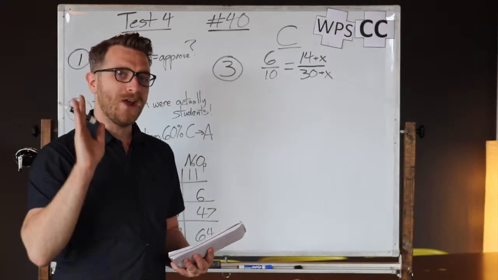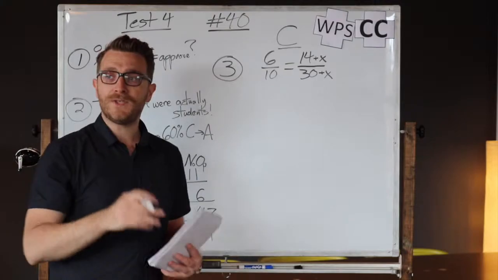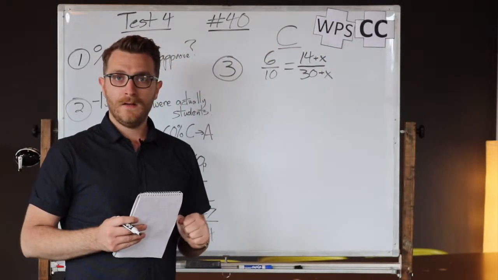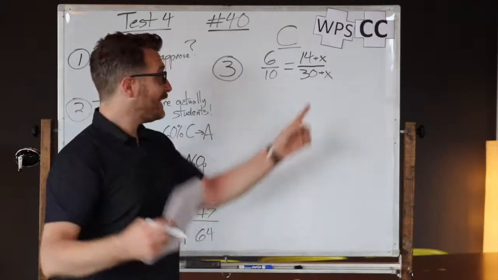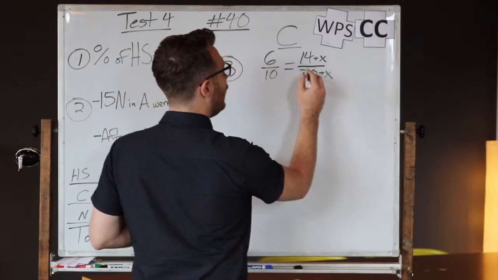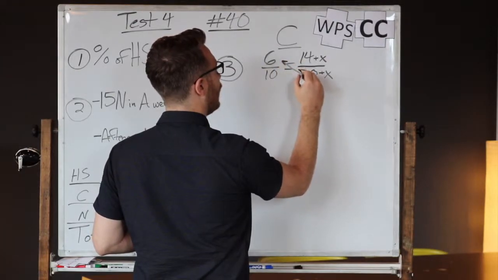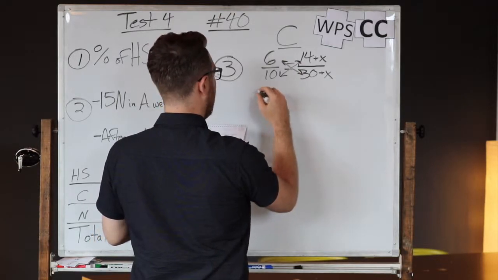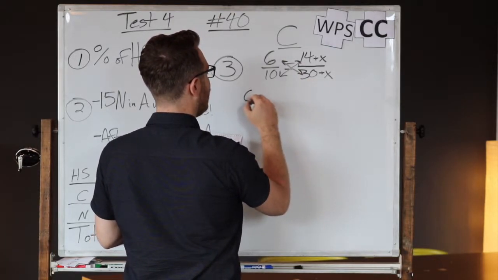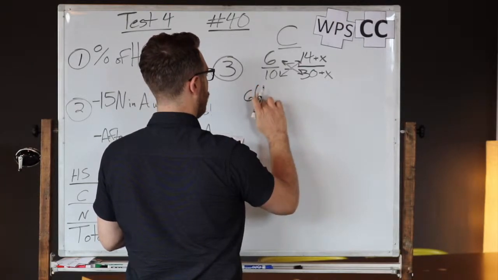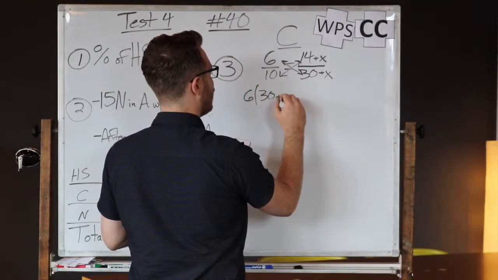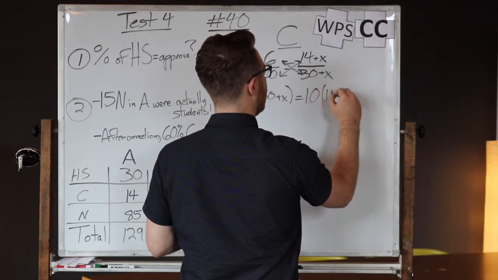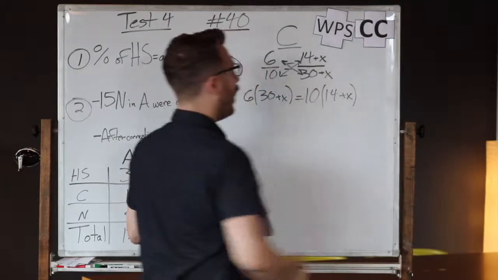Now, if I solve for X, I will find out what number of students out of the 15 were added to the college category after the corrections were made. So let's solve for X. The first step I'm going to do is cross multiply. Get everything out of those denominators. It'll make life a lot easier. So I have 6 times (30 plus X) on one side, and I have 10 times (14 plus X) on the other.